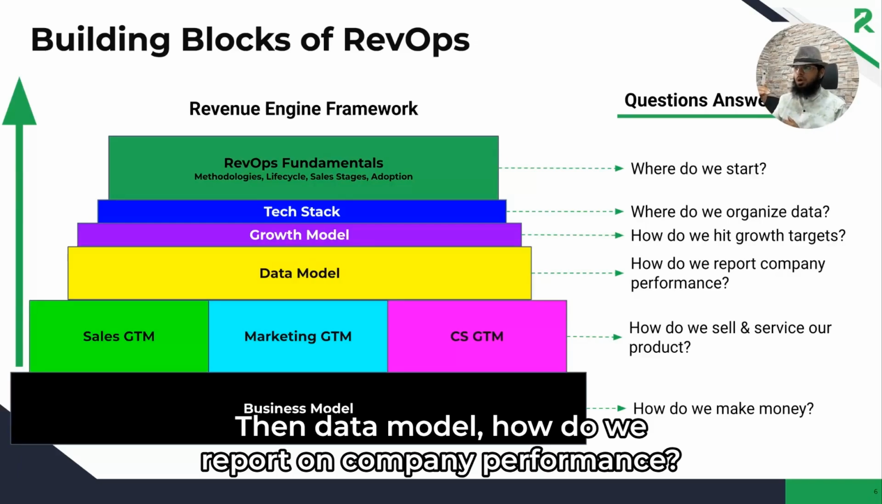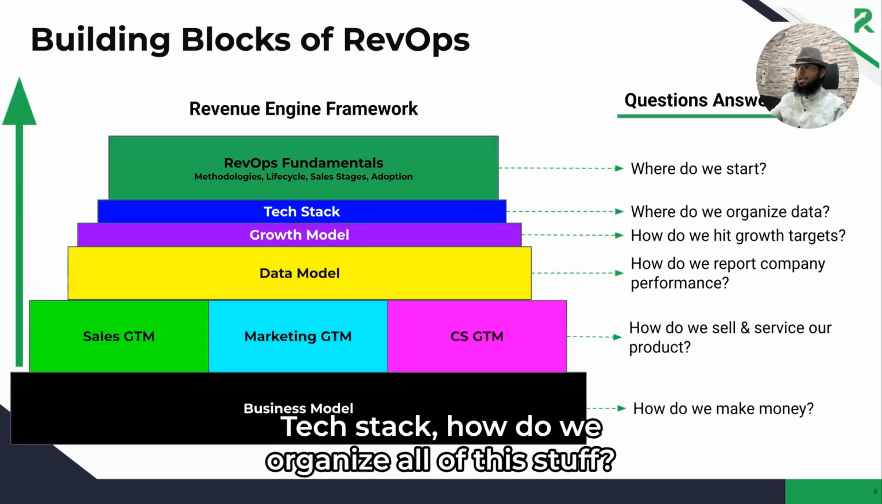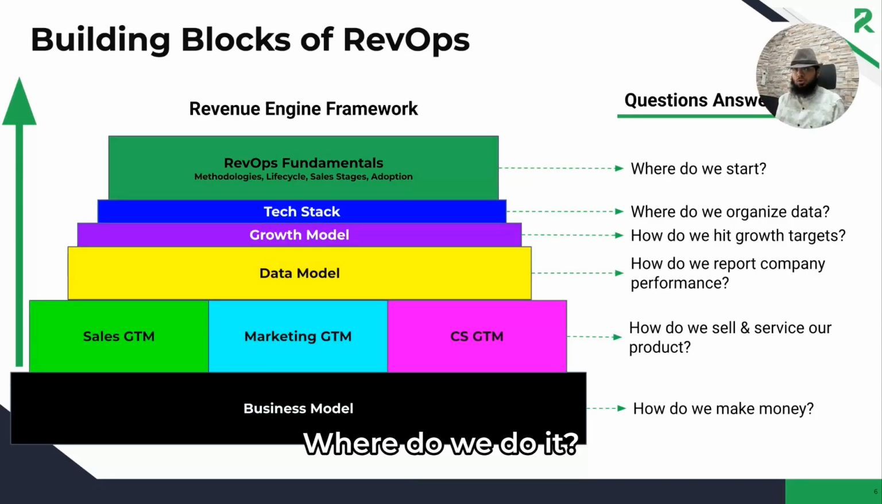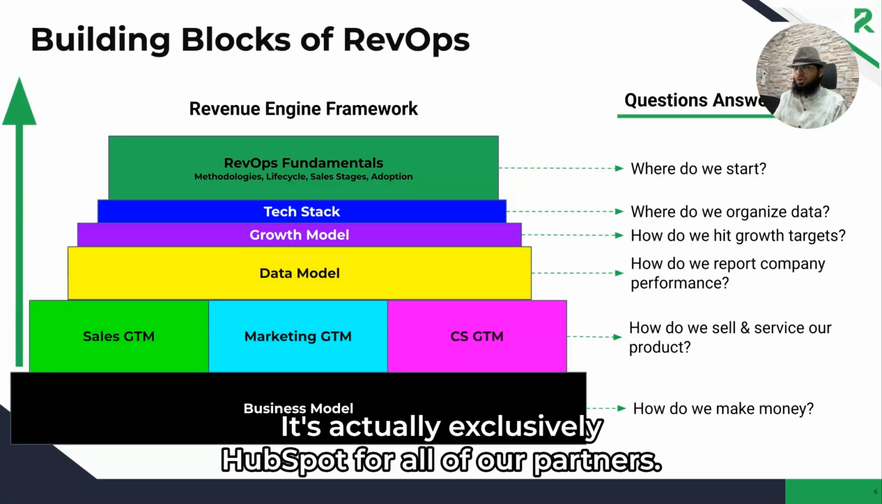Then data model. How do we report on company performance? How do we do that? Growth model. How do we hit our growth targets? Tech stack. How do we organize all of this stuff? Where do we do it? In our case, it's mostly HubSpot. It's actually exclusively HubSpot for all of our partners.